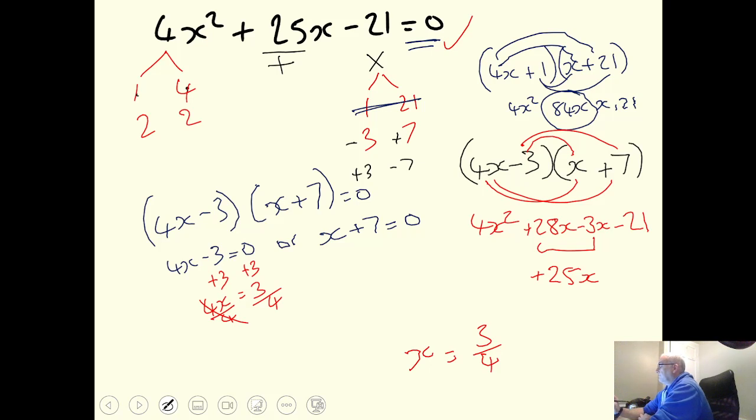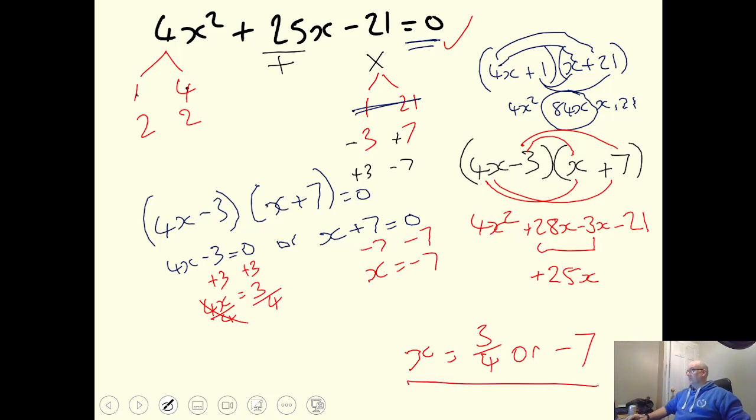And on the last one, we've only got 1x plus 7. So all we need to do is take the 7 away, so x equals negative 7. So we've got our two solutions down there. Okay, the coefficient that is bigger than 1 is slightly more difficult to do, but if you're logical and you go through the different processes that we've done on the screen, you'll soon get to the hang of it.